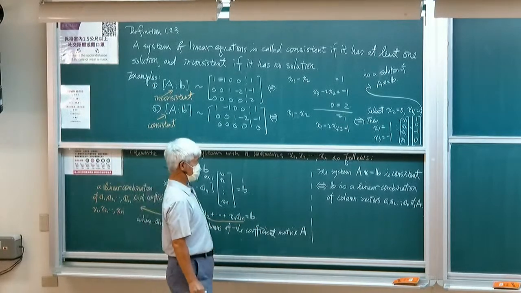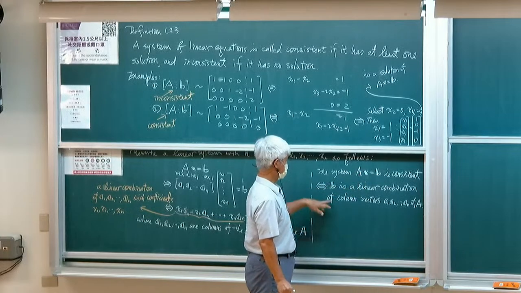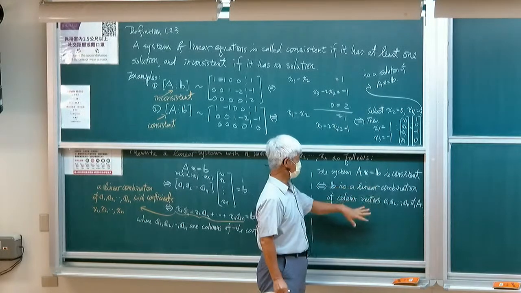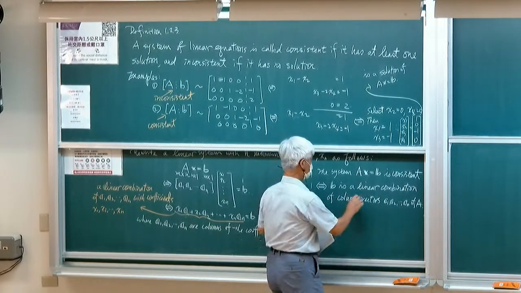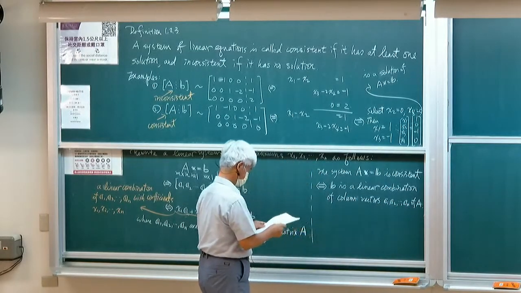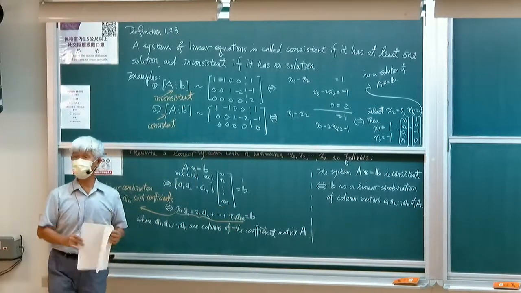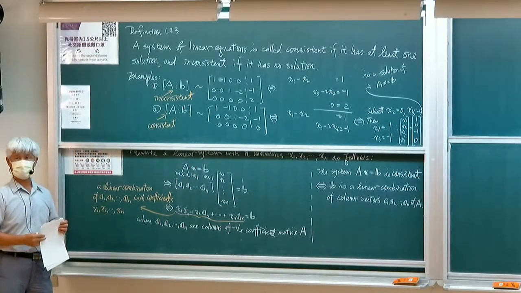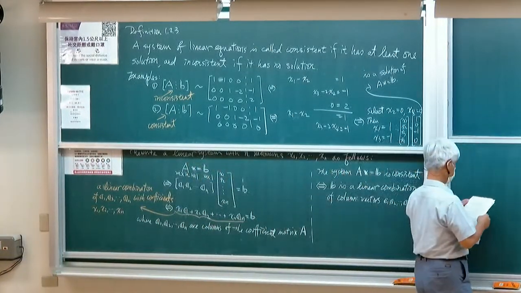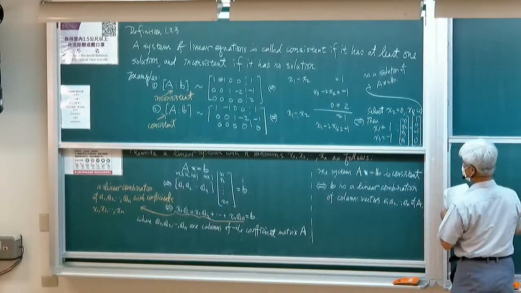All right, so the question about the consistency of a linear system is to ask whether the right-hand side vector b is a linear combination of the column vectors of A. Do you have any questions up to here? Okay.